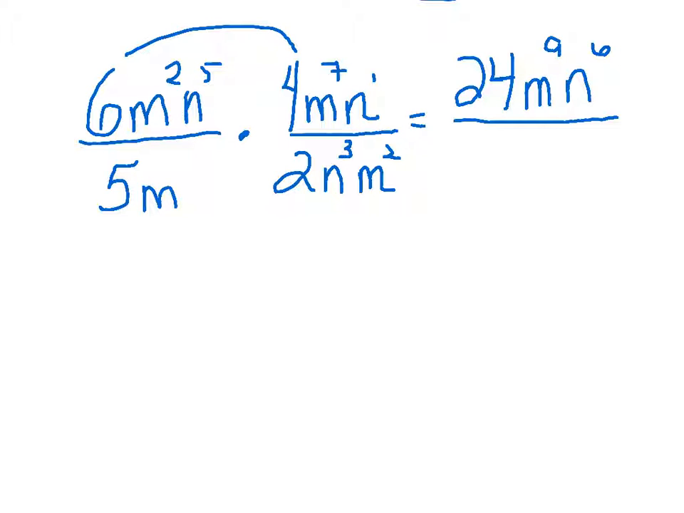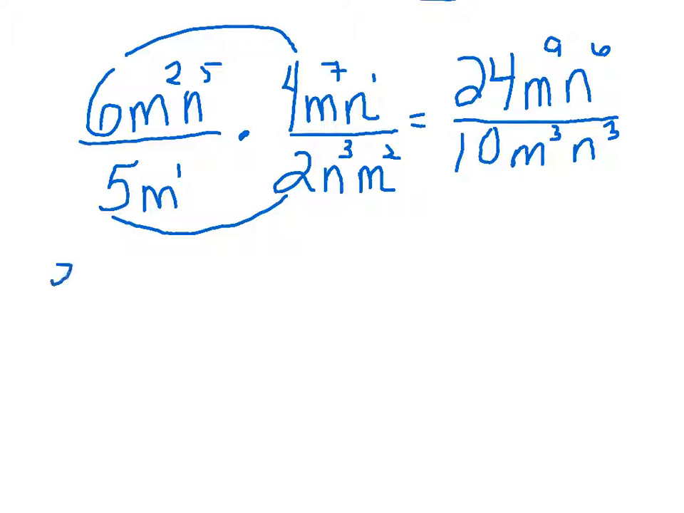The bottom, we have 5 times 2, and again, those are being multiplied. Multiply the numbers, add your exponents. On the bottoms for m's, we have an m to the 1st power and an m to the 2nd power, so that gives us m to the 3rd. And all we have for n's is also just an n to the 3rd.